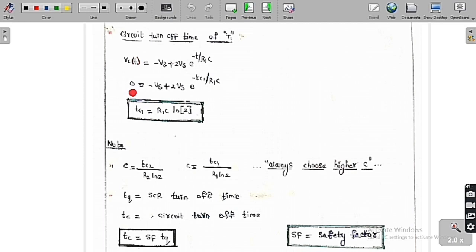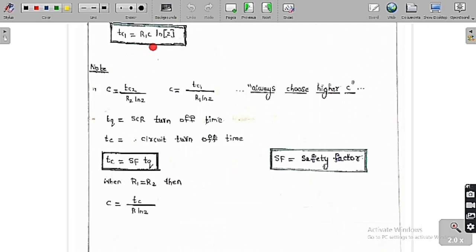So only in this time it is positive. If you substitute here at Tc1, its value is equal to 0. Then if you do simplification, finally we get the time for which the reverse voltage appeared across the thyristor T1, which is R1 C ln 2. So for this much amount of time, a reverse voltage appeared across the thyristor T1.